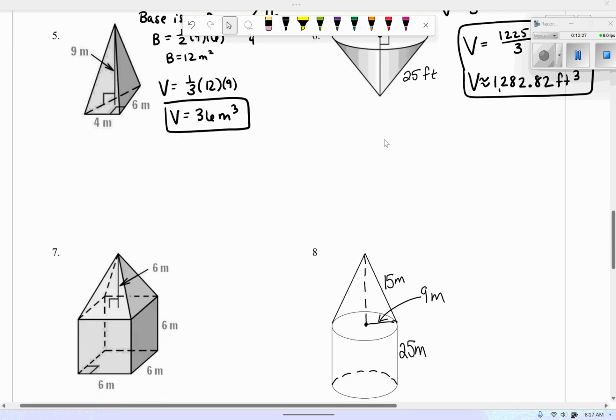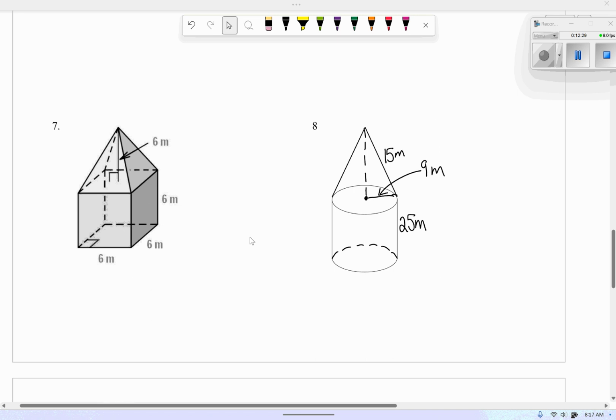All right, so looking at the next one. Now we have the volume of this figure here, which looks like the volume of a pyramid on top, plus the volume of a prism, which is the volume of a cube. So we're going to add the two together to find the total.